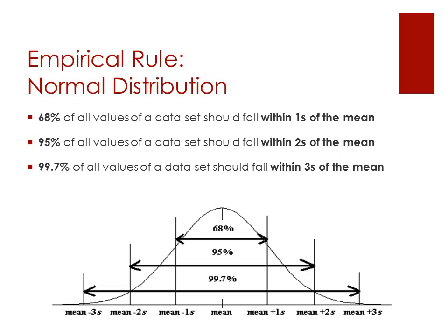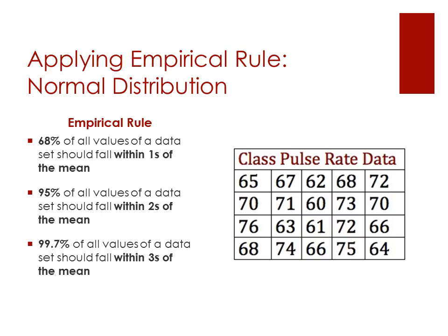So here we can see 68% of all the data values should fall within 1 standard deviation of the mean, 95% should fall within 2 standard deviations of the mean, and 99.7% should fall within 3 standard deviations of the mean. Notice we're never guaranteed 100%. The most accurate we can get with this is 99.7%. So let's take a look at this in more detail.